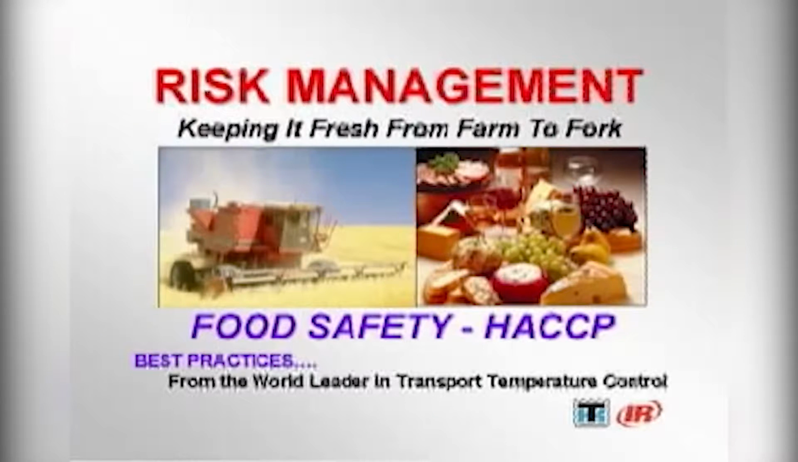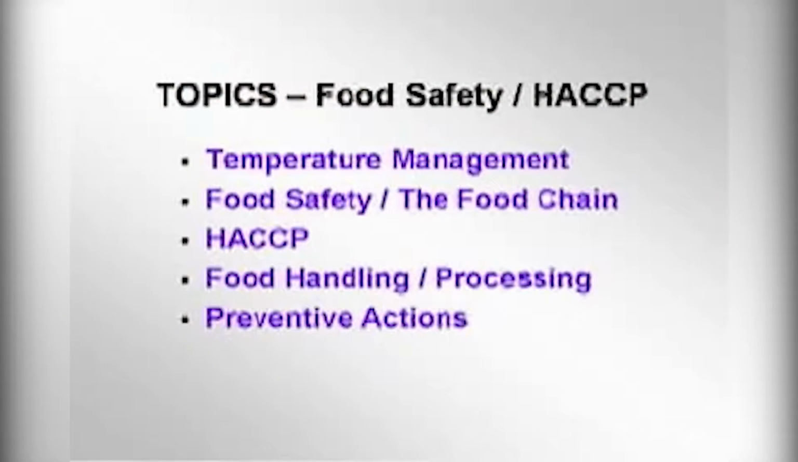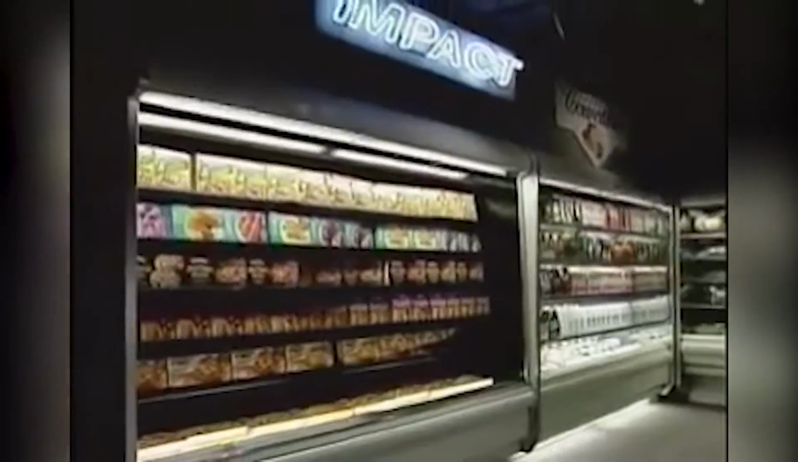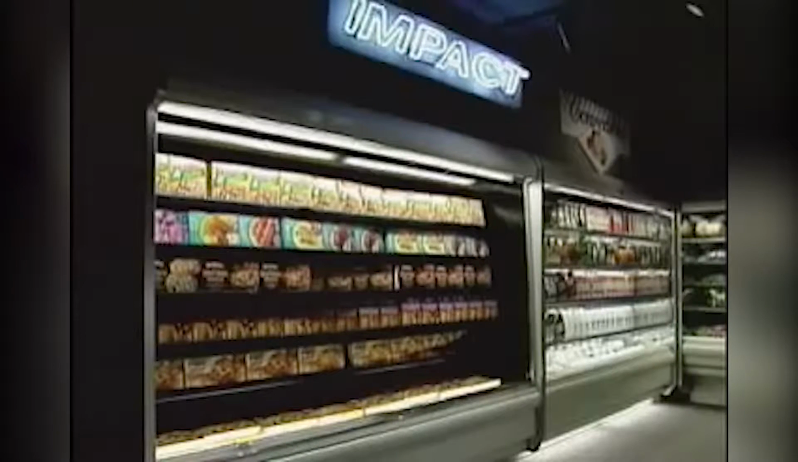In this video, you'll learn about food safety and HACCP and how they relate to transporting refrigerated cargoes. We'll discuss temperature management, food safety and the food chain, HACCP, food handling and processing, and preventive actions. Of all the factors that affect food quality, temperature is the most significant, and therefore must be properly managed. However, even when properly managed, temperature control alone cannot compensate for poor operating practices, procedures, or physical damage to the cargo.